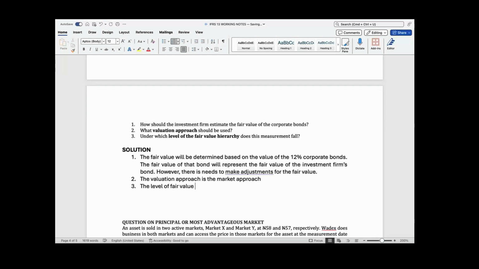Because we're using the market, we are using market information of a similar asset. And the similar asset here is the corporate bond of a similar company that is listed. So that's actually market information. Or what do you think? You think it should be cost approach?